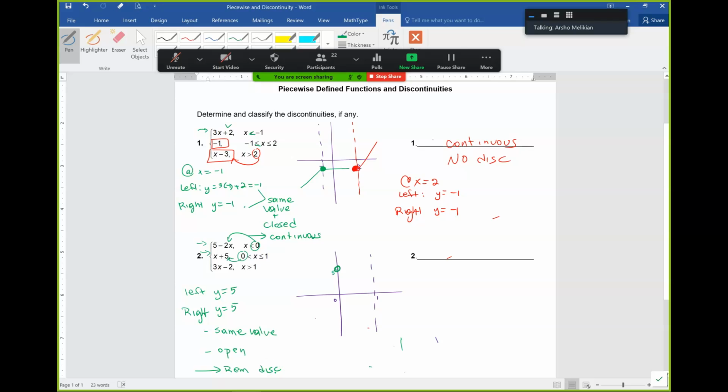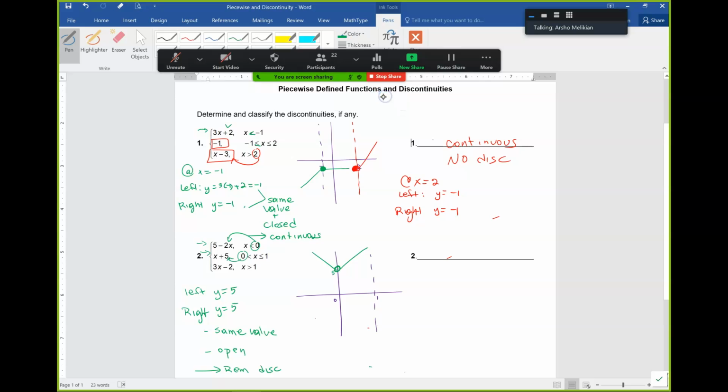Okay? Because what does it look like? From the left, it's 5 minus 2x, so it's something going down. And then it's x plus 5, so it's something going up. So do you see how it's a removable discontinuity over there? So again, same value, open, removable. Now, what's the other option?